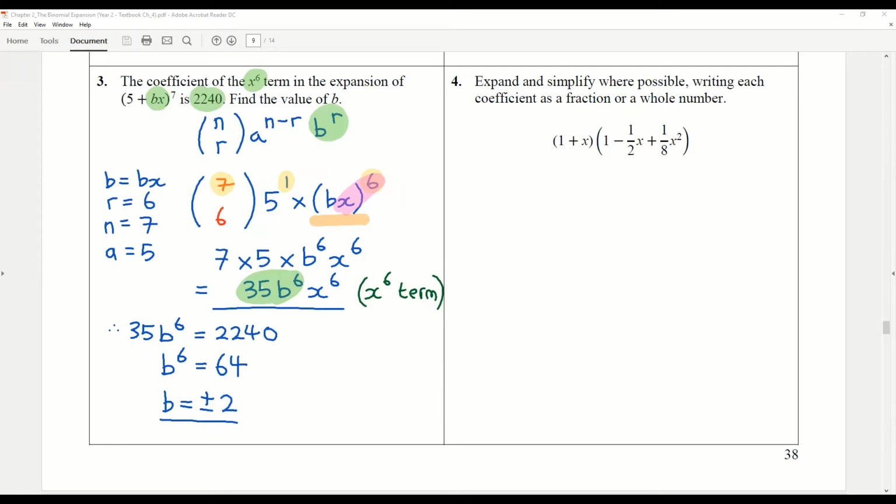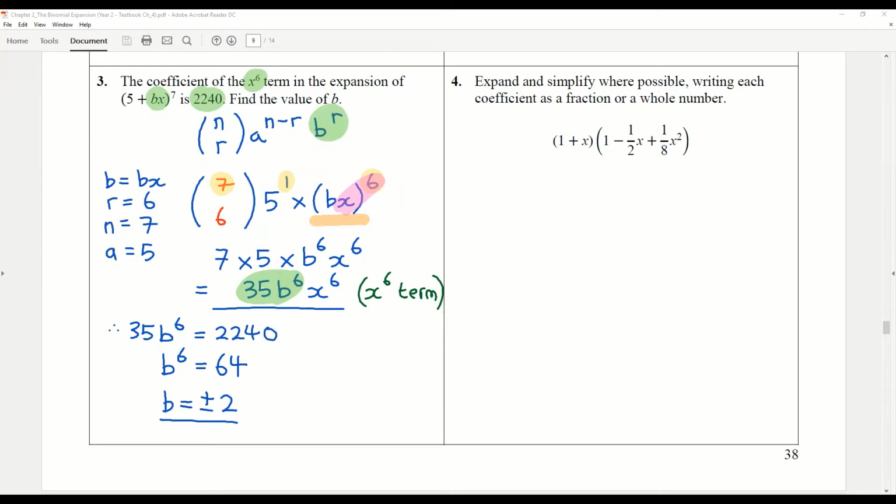Unless there's a restriction in the question, write down all values of b. It could be that they say b is a positive constant, or b is greater than 0, or b is less than 0. So just be mindful of that. So there are actually two values for b in this instance.